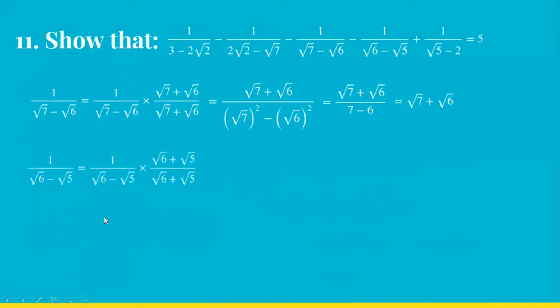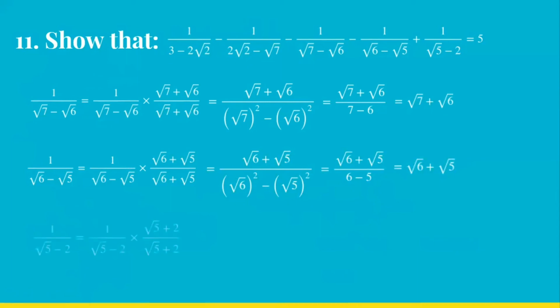Next, when we rationalize, what do you think we'll get as the answer? We should get the answer as root 6 plus root 5. Let us check. Yes, we are getting root 6 plus root 5. Now we are left with the last part, 1 upon root 5 minus 2. Let us rationalize it. We should get root 5 plus 2. Root 5 squared is 5 and 2 squared is 4. Yes, we are getting it as root 5 plus 2.